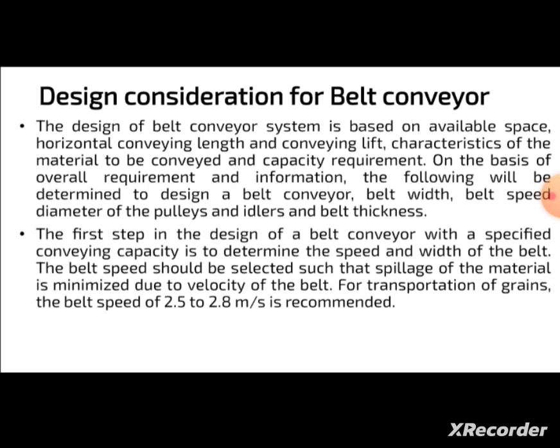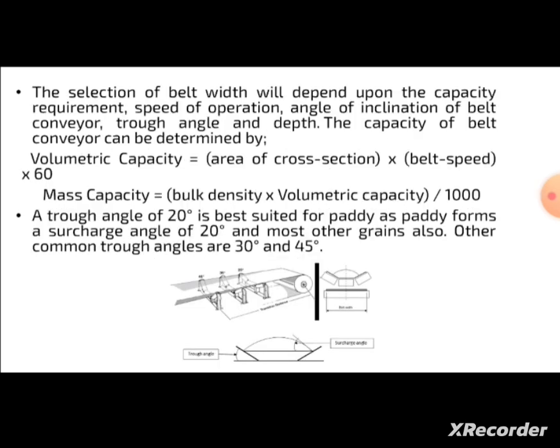On the basis of this overall requirement and information, certain design parameters can be determined like belt width, belt speed, diameter of the pulleys and idlers, and belt thickness. These can be determined by considering those previous factors. The belt speed is recommended from 2.5 to 2.8 meters per second for transportation of grains. The volumetric capacity can be calculated by this equation: area of cross section times belt speed, and mass capacity can then be calculated.